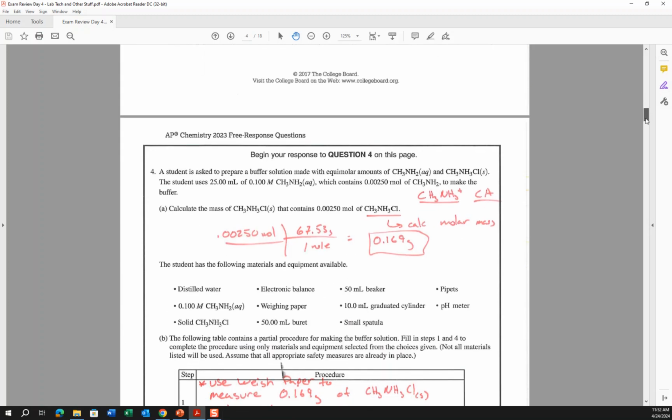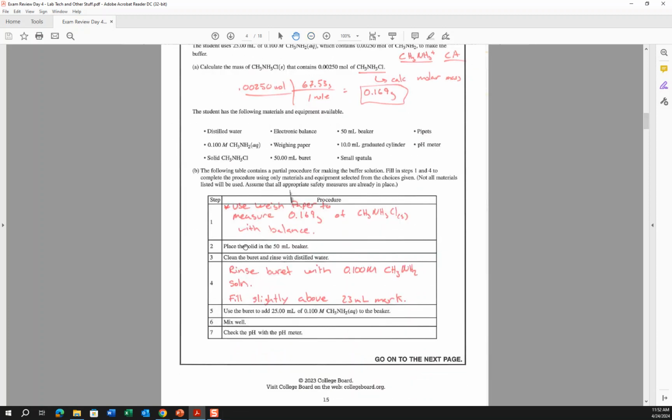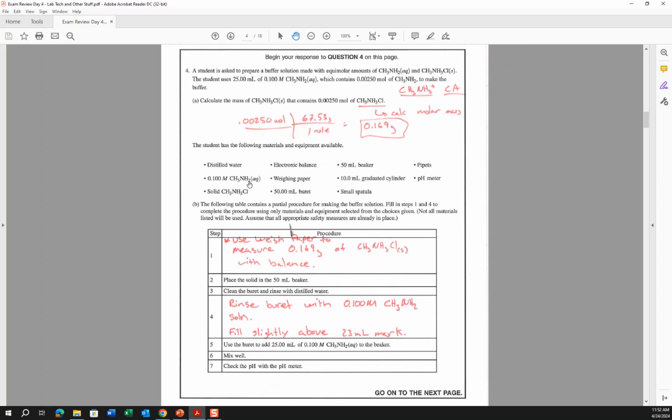All right? Okay. For the next couple of questions, on the past 2 years of the AP exam, they've given you some blank space and asked you to write out either the full lab procedure or some missing parts of the lab procedure. And so a couple of things here. This is how we could make a buffer solution.